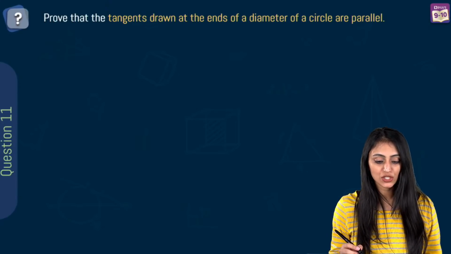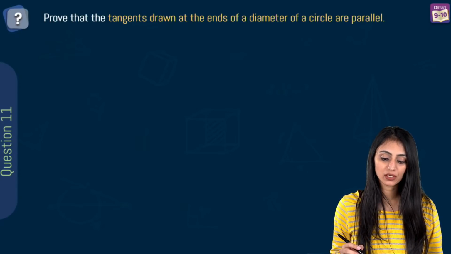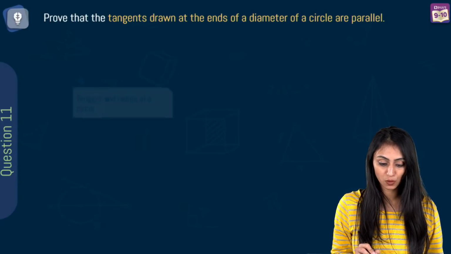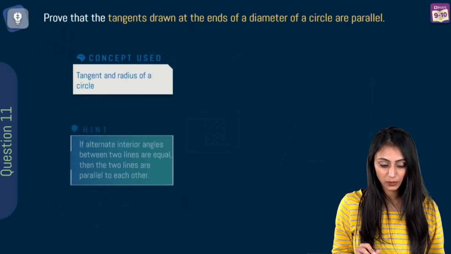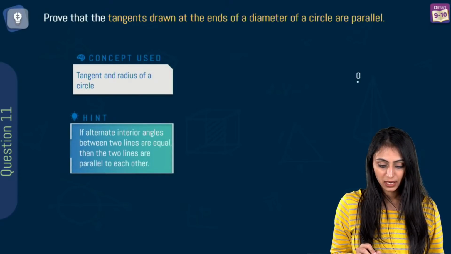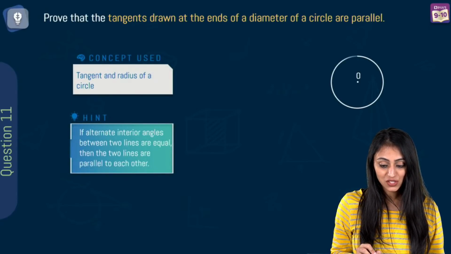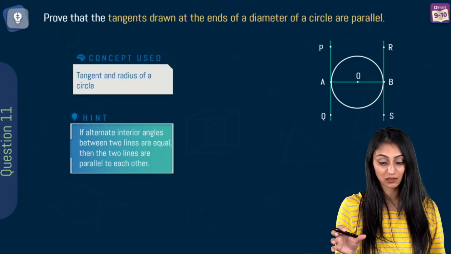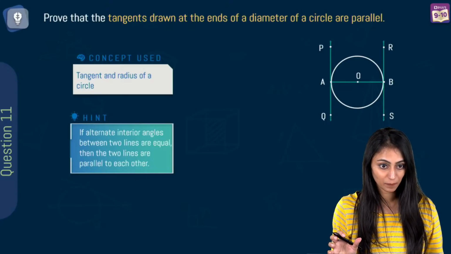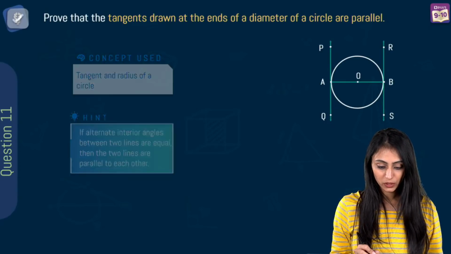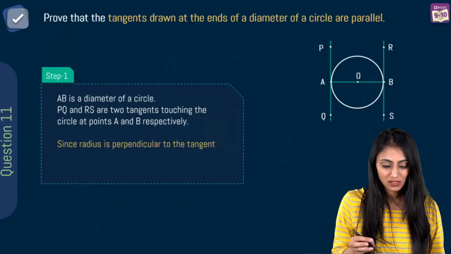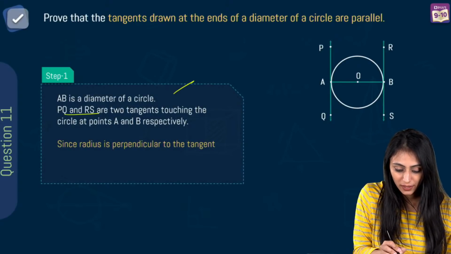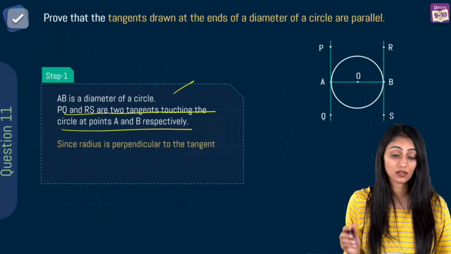Prove that the tangents drawn at the ends of a diameter of a circle are parallel. First of all, we have to draw the figure in this case. We're talking about a circle over here with center O. The tangents are drawn at the ends of the diameter. You can see the diameter is AB, tangents are drawn here, PQ and RS, which are touching the circle at A and B respectively. So AB is the diameter of the circle. Here PQ and RS are the two tangents touching the circle at these 2 points.